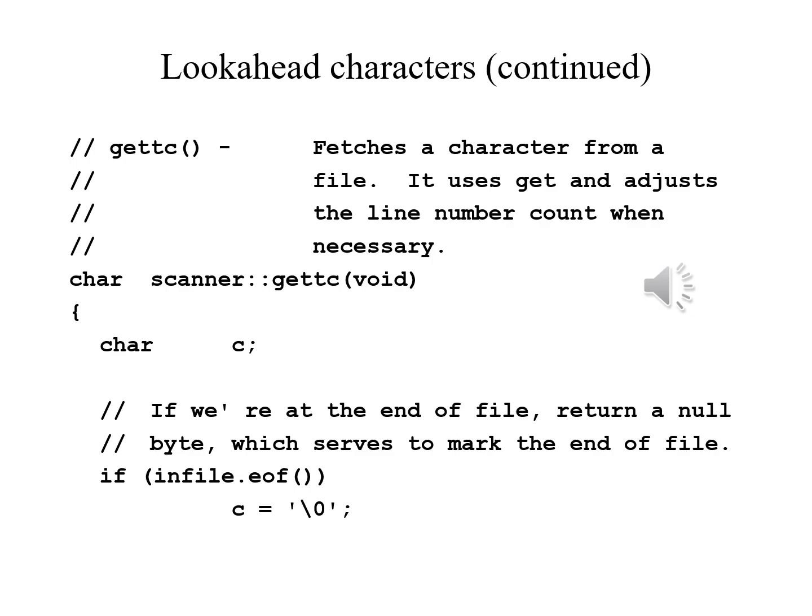This is the function that we will make use of to fetch a character. It has two T's in getC, not to confuse it with the standard function that you find in C. If we're at the end of the file, the first thing that we will do is to return a null byte. By doing so, we've indicated we've reached the end of the file. So if infile.eof is true, what we return is a null byte for that purpose.